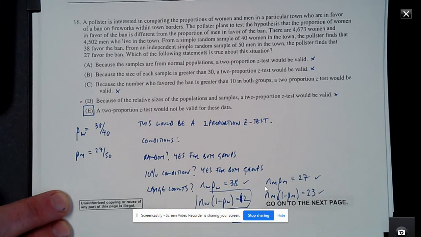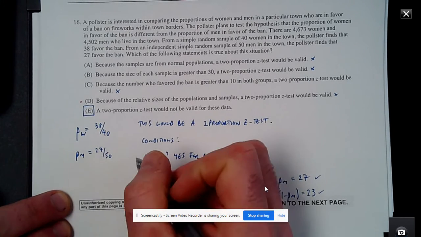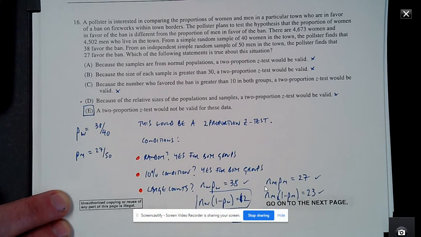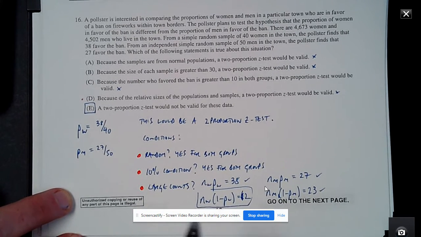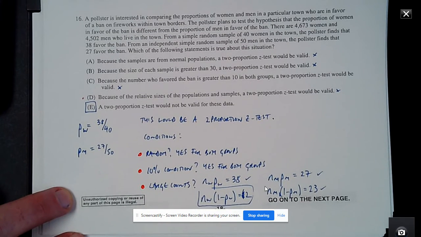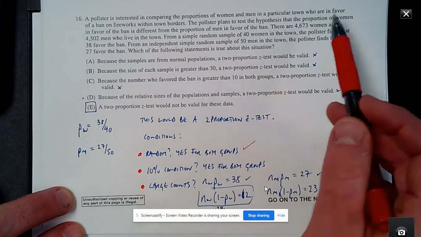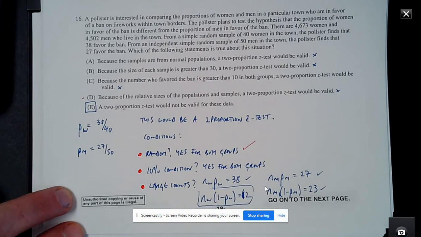Now, whenever you're doing a two proportion Z test, remember you have to check three conditions. You have to see if the data was obtained randomly, make sure that the 10% condition for independence was checked off, and you also have to check your large counts. The random one checks off because it was done randomly for both groups. The 10% condition is all good because if you multiply 40 by 10 and 50 by 10, you get way less than the 4,600 and the 4,500. So that's also good.